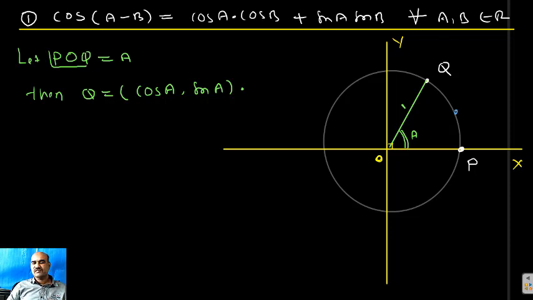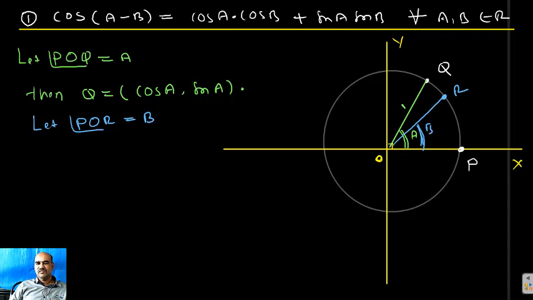Do one thing, students. Take one more point here, call it R. Join O and R. This is not good, so take R here and join these two. Let angle POR be taken as angle B. Blue color one is angle B. What is my assumption? A is greater than B. That is my assumption.